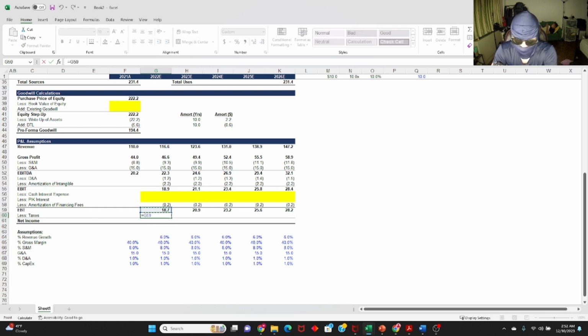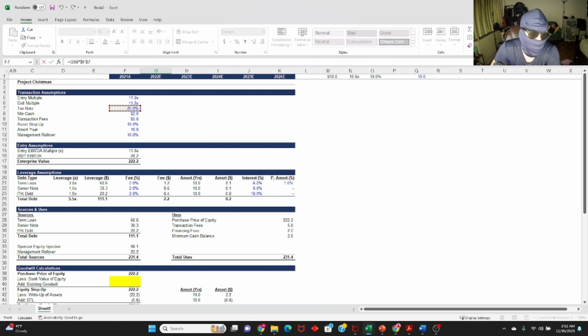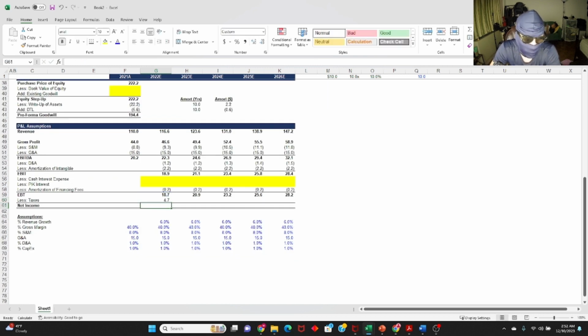And then for your taxes, you're just going to do your earnings before taxes times the tax rate that was provided to you in your assumptions. You're going to anchor that tax rate. Again, make it negative and paste it across. So that's basically the P&L.